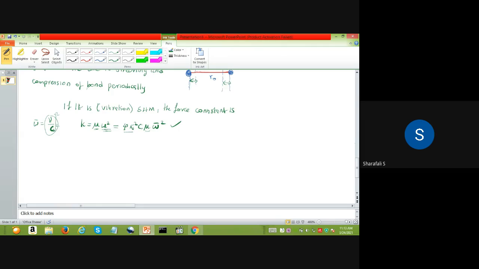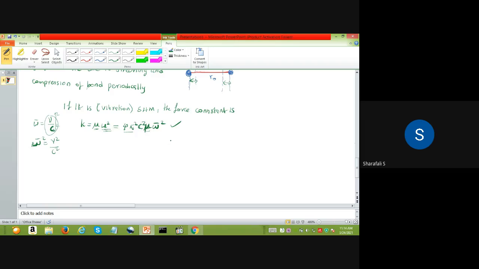Okay, there will be c square. This is c square times mu and omega bar square. Then if you take mu bar, omega bar square here, then this will come as mu square by c square. Then if that should be here, then c square will get cancelled. Mu square into pi square 4, that is nothing but omega square times mu. So this is the force constant for a simple harmonic motion.